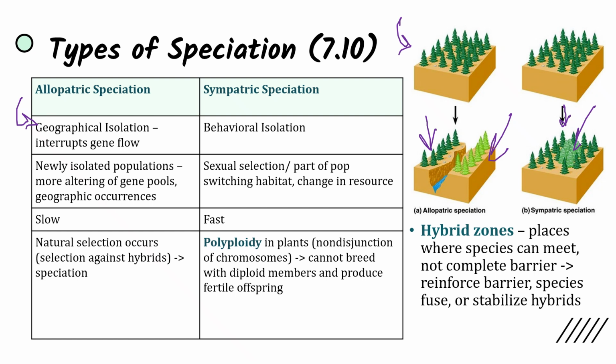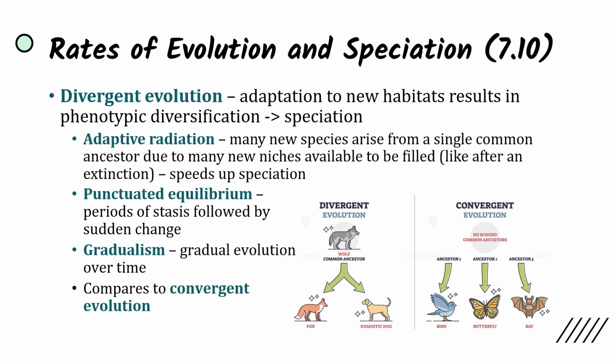And what can happen at these hybrid zones is one of three things. Either the barrier will be reinforced, ensuring that yes, these are two separate species. The species can fuse back into one, or the hybrids will stabilize. So yes, these are two species, but also hybrids can be produced and they have the chance to be viable or fertile. And evolution and speciation can occur at different rates. And so we're looking at divergent evolution, where adaptation to new habitats results in phenotypic diversification.